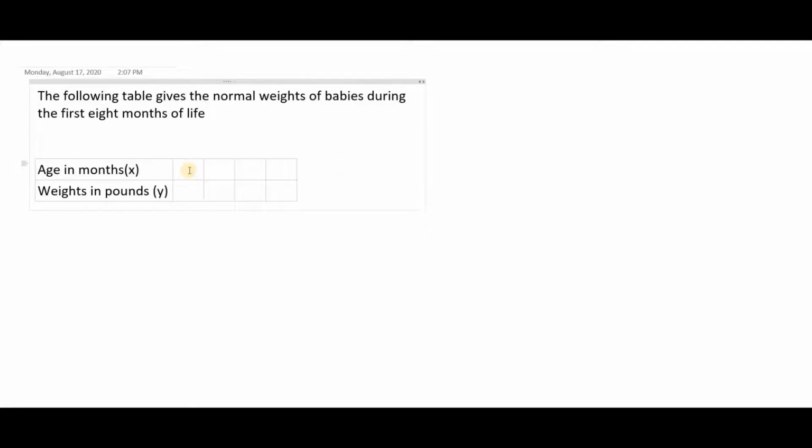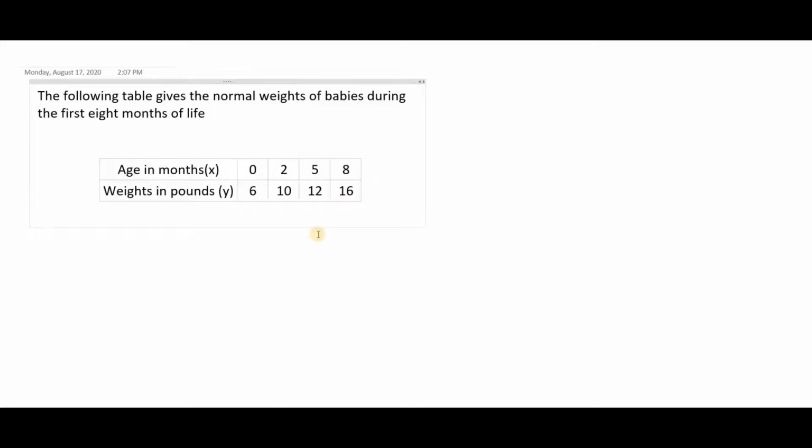The values of x are 0, 2, 5 and 8. Similarly, the values of y are 6, 10, 12 and 16. Estimate the weight of a baby at the age of 7 months.